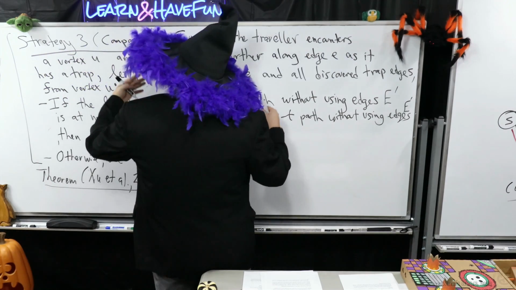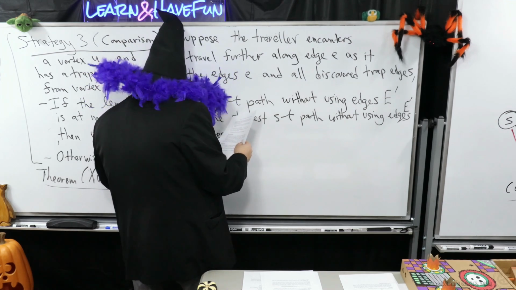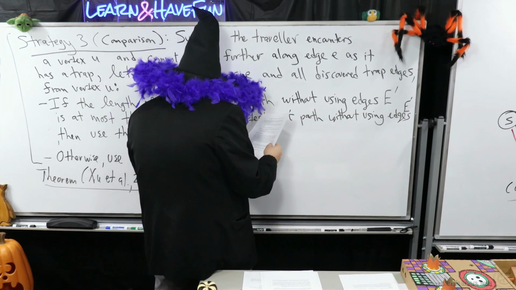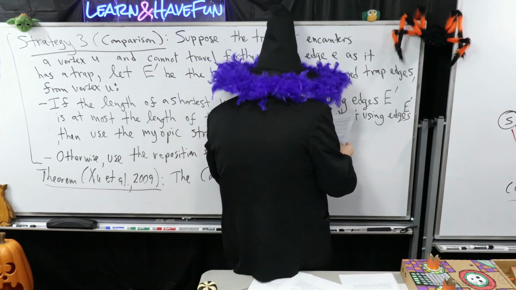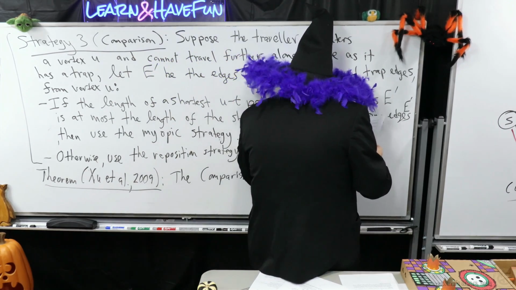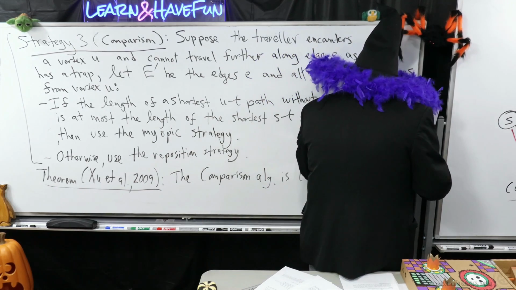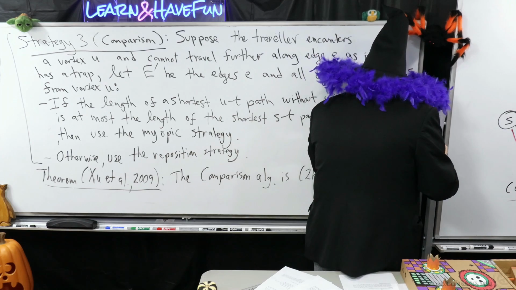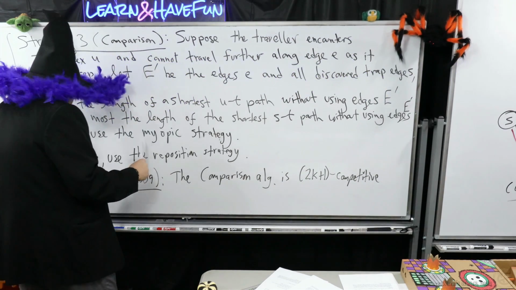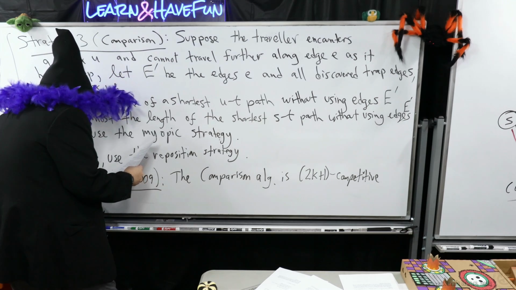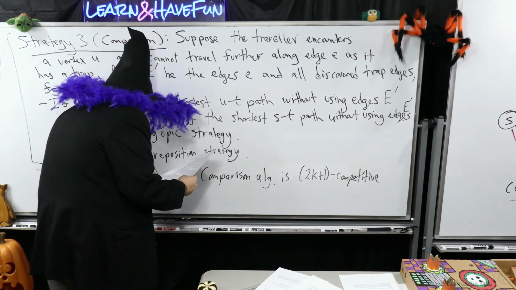An algorithm that uses the comparison strategy, as we've discussed previously with the other strategies, the comparison algorithm is 2k plus 1 competitive. 2k plus 1 competitive. Remember, k is the number of traps. Competitive for the k Canadian traveler problem.